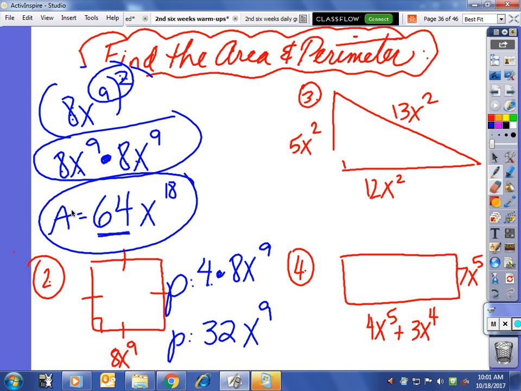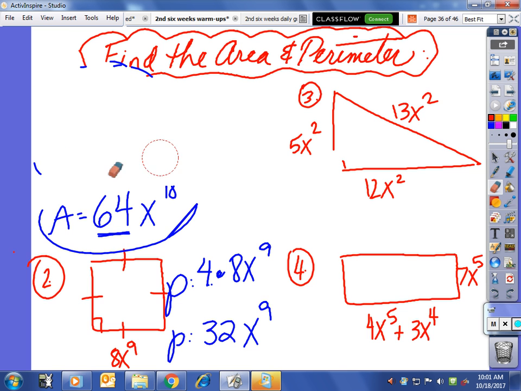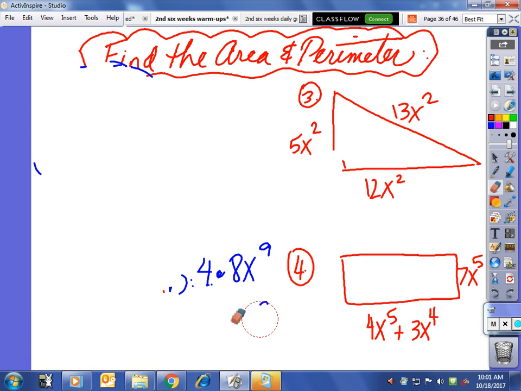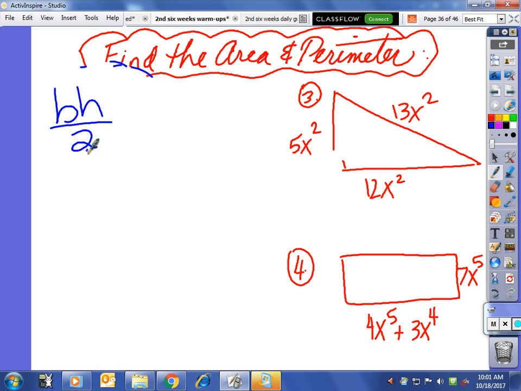All right, what do kids forget on triangles? Dividing by 2. Area of a triangle is base times height with one extra step. Base times height divided by 2. Will dividing by 2 affect my exponents? No. Exponents only change when you multiply x's by x's or divide x's by x's, not when you multiply or divide by whole numbers. Okay, so what's the base and the height on this triangle?